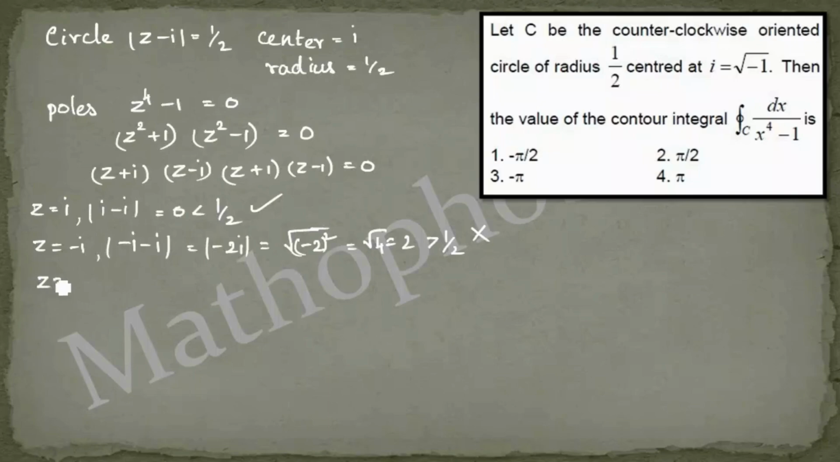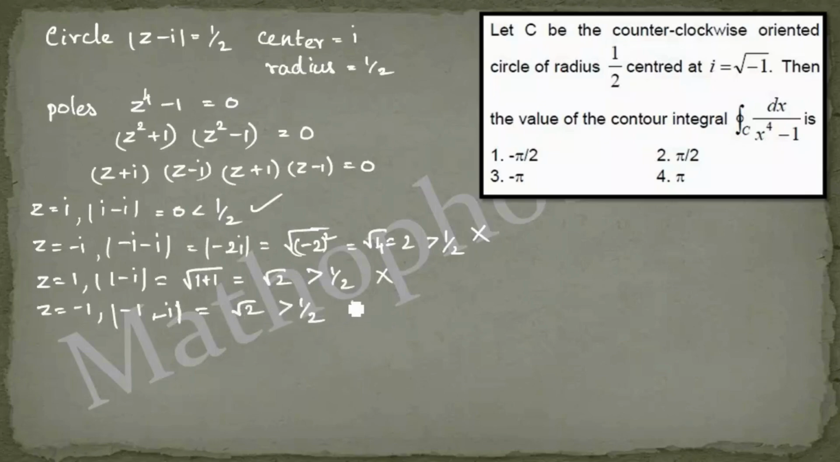நெக்ஸ்ட் z is equal to 1 பாயிண்ட் கன்சிடர் பண்ணால் it will be equal to 1 minus i which is equal to square root of 1 plus 1 is equal to root 2 and இதுவும் greater than 1/2. So outside circle. z is equal to minus 1 point consider பண்ணா minus 1 minus i, modulus of which is also equal to root 2. இதுவும் greater than 1/2. So outside circle consider பண்ண மாட்டோம். So only point inside circle வந்து z is equal to i point தான்.